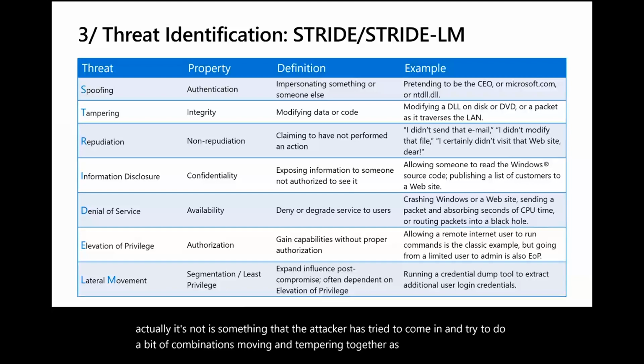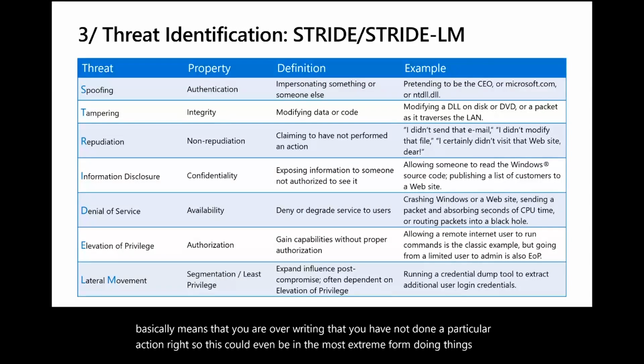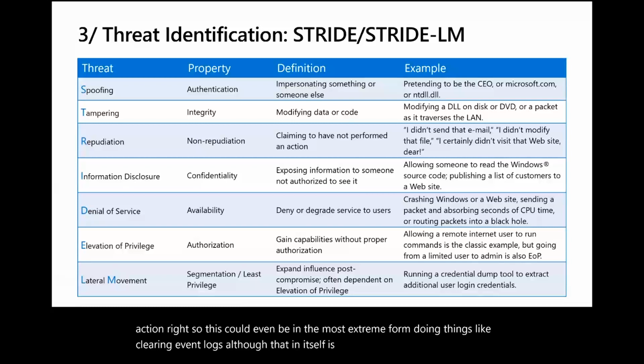Yeah, repudiation basically means that you are overwriting or denying that you have done a particular action, right? This could even be, in the most extreme form, doing things like clearing event logs, although that in itself is a very obvious vector that we actually look for. So, security events being cleared, etc.